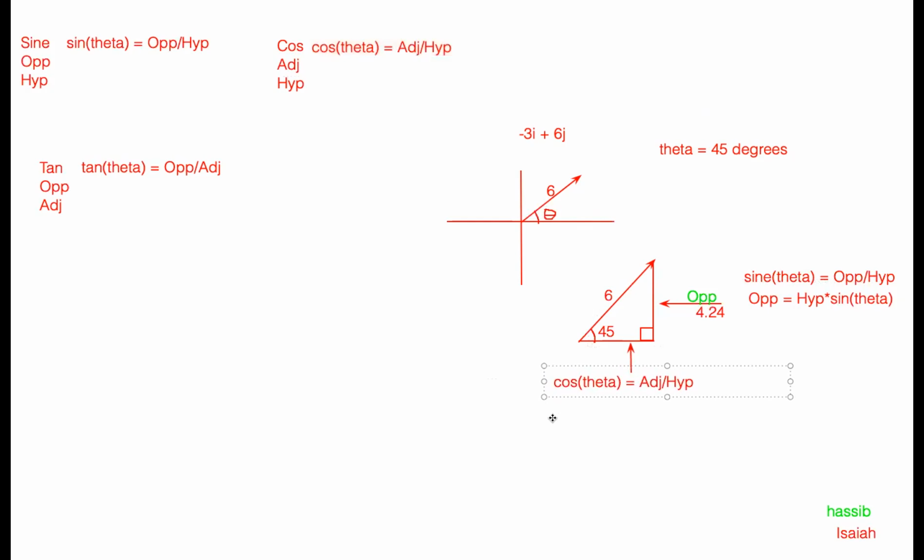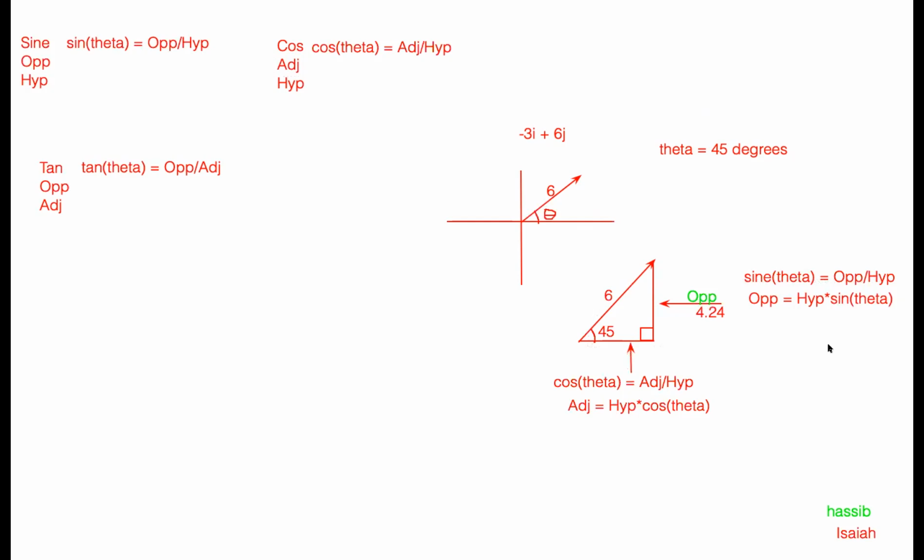And now to solve for the adjacent, we would do adjacent is equal to the hypotenuse times cosine of theta, and that would be what? For this one, hypotenuse is 6 and theta is 45. That will give us 4.24 again. And we got the same number as the opposite side.